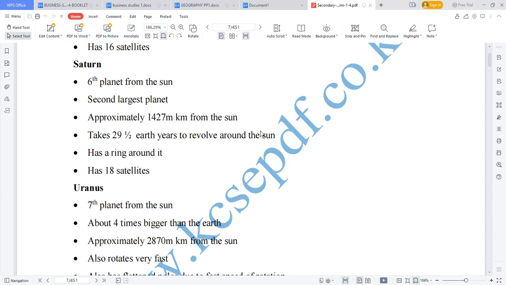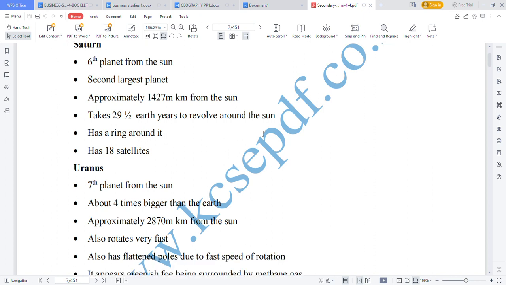Saturn is the sixth from the Sun, the second largest planet, approximately 1,427 million kilometers from the Sun. It takes 29.5 Earth years to revolve around the Sun. Has 18 satellites. Saturn has a ring around it.